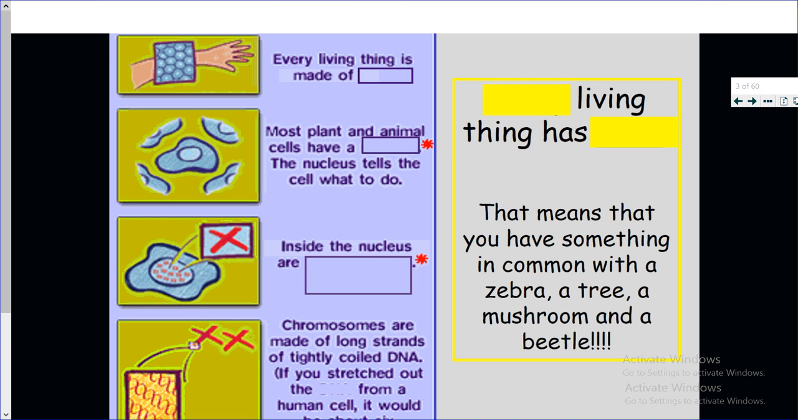Every living thing is made up of cells. That's what the picture there is telling you. Make sure you look up here so you know where you're putting it. You're not putting it in the wrong spot because this looks exactly like what you have. Going down even further, most plant and animal cells have a nucleus. And the nucleus tells us what to do. Underline tells the cell what to do. That's the job of the nucleus. Again, underline tells the cell what to do.